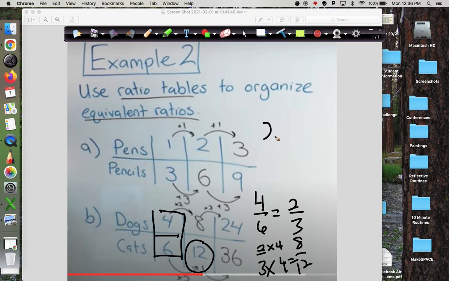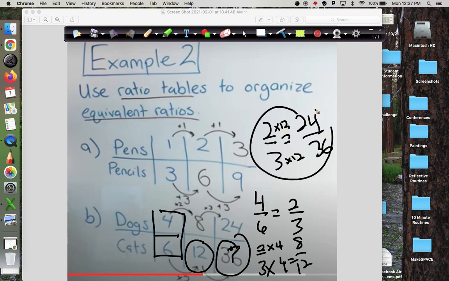If I stack them all up against 2/3, and let's say I was trying to find this 36, and I wanted to know how do I find that, and I had a 24 here, I can just find the multiplier. This is times 12, so this is times 12. So that's 36.